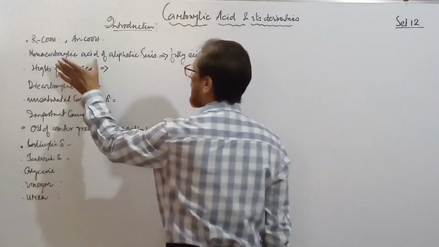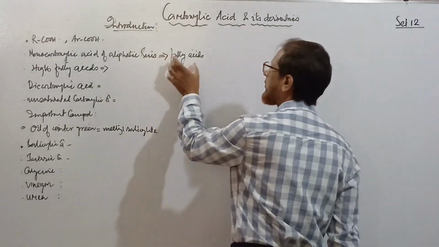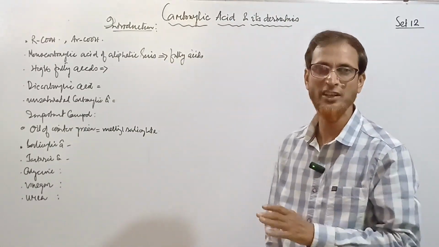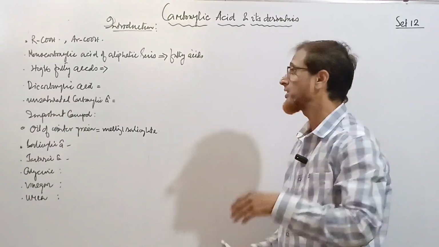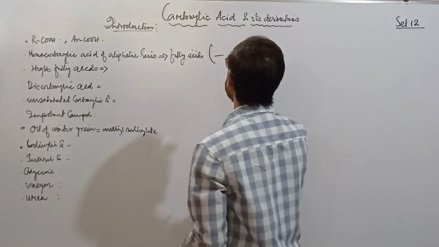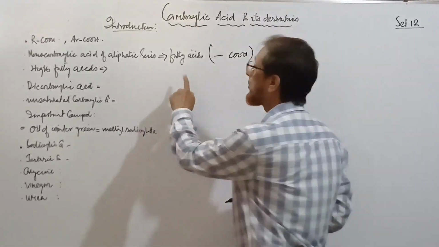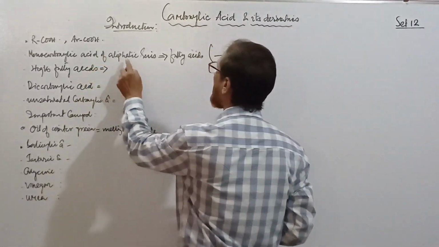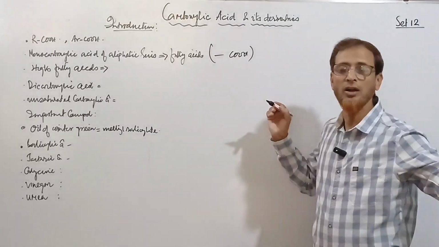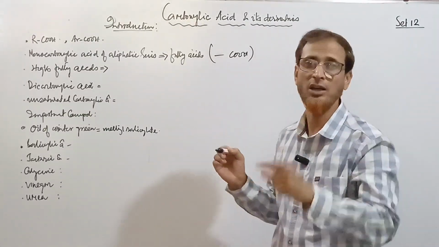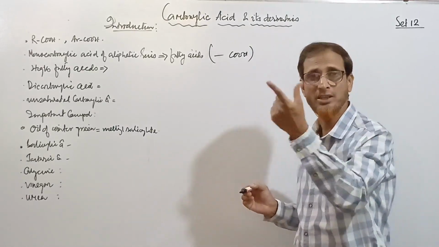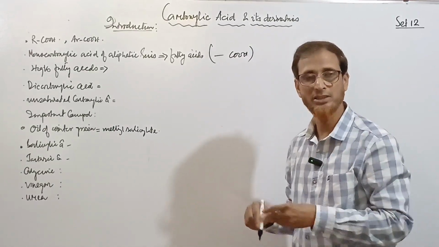Next, a monocarboxylic acid of the aliphatic series is called a fatty acid. Entrance exams very often ask which one of the following acids is a fatty acid. Mind that in a fatty acid you will get just one carboxylic group. So a monocarboxylic acid in the aliphatic series is called a fatty acid. It will be a long chain of carbon having one COOH. So you can very easily get the clue: where there is one carboxylic acid group, it is a fatty acid.